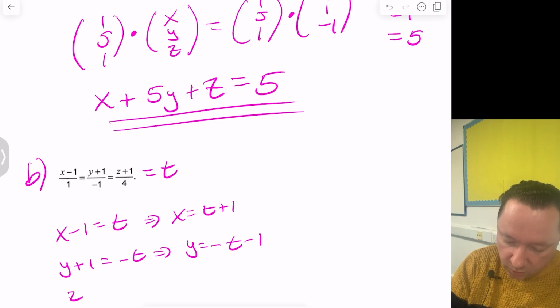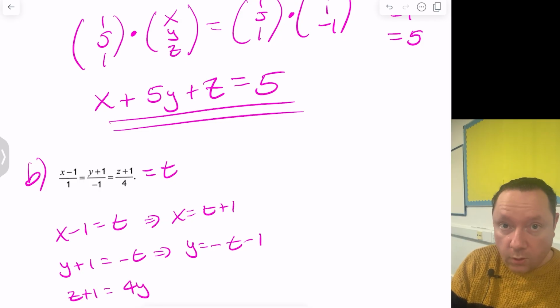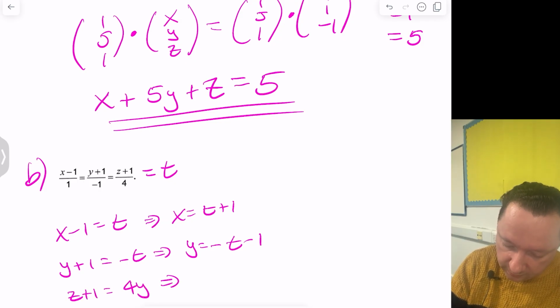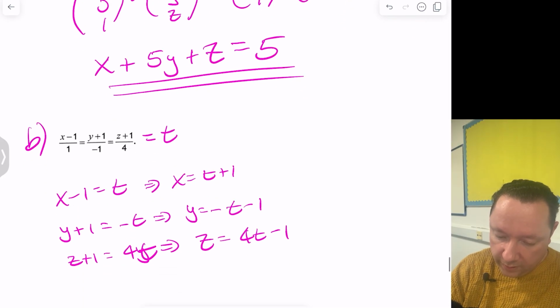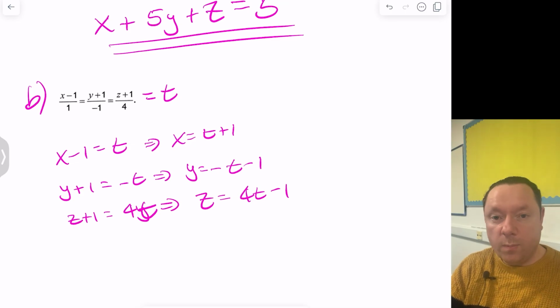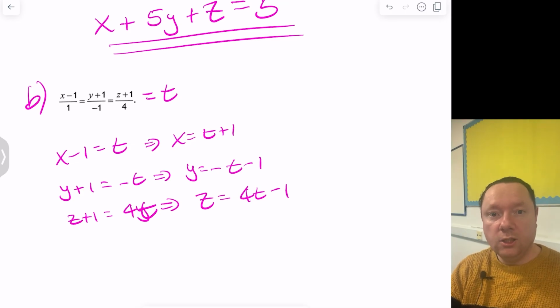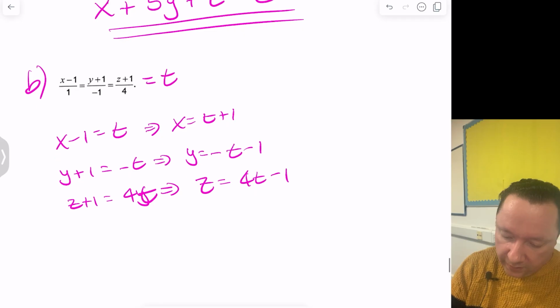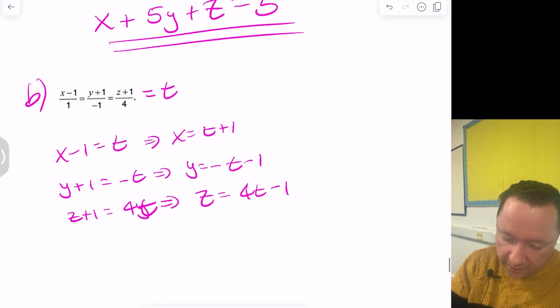And I get z plus 1 equals 4t, which implies that z equals 4t minus 1. So I've got my equations of the line and the point, so I'll just sub them in and hopefully I'll get a contradiction if it doesn't work. That'll be inconsistent.